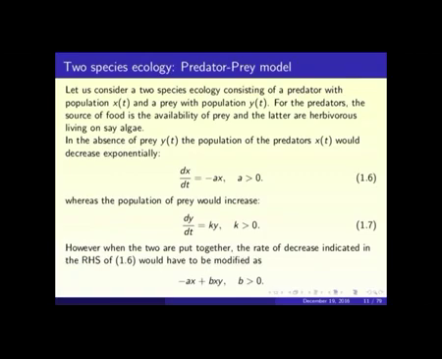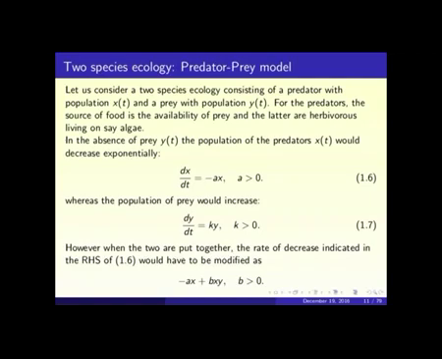So the rate of decrease, so 1.6 is no longer true because the predators now have food to eat. So the decline in population, that is the term minus ax, is going to be checked by the addition of a plus bxy term. You see the last line in the slide? The right hand side of equation 1.6 is modified by replacing minus ax by minus ax plus bxy. Mind you, all the constants a, b, c and k are all positive.